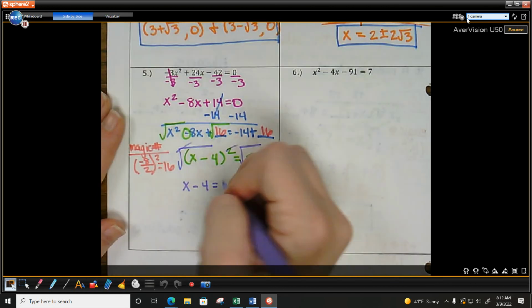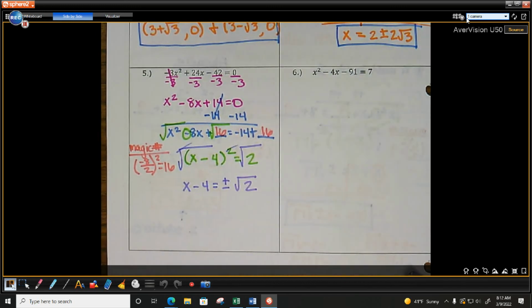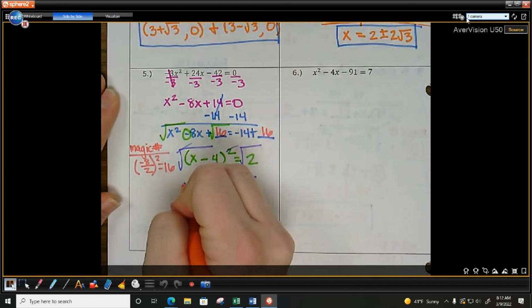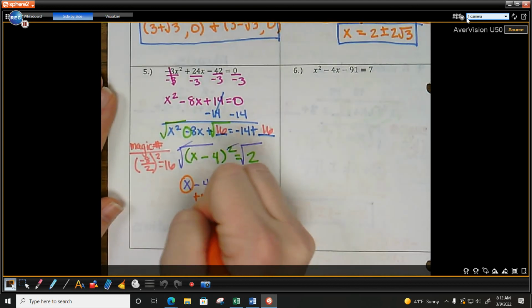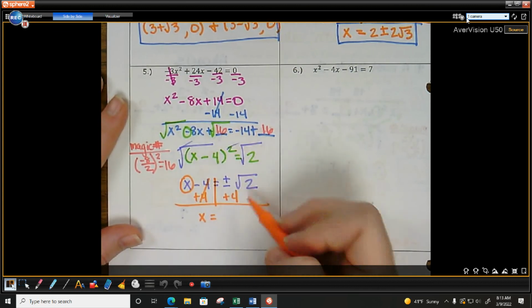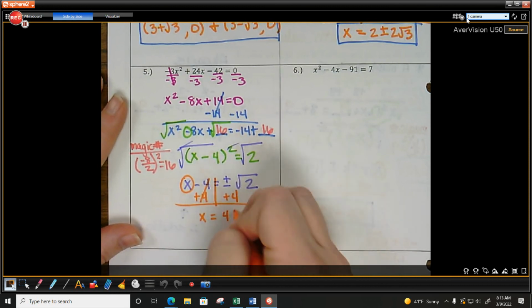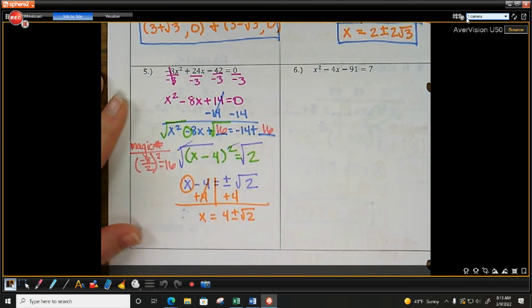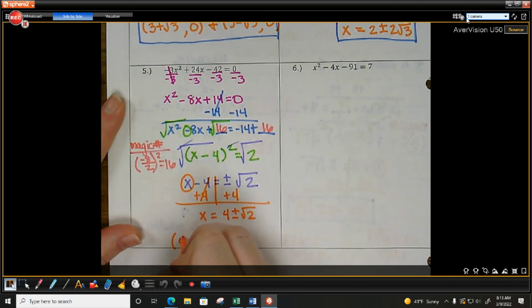Then I need x by itself, so what am I going to do? Add 4. When I add 4, can I actually add these together? No, they're not like terms, so it's just 4 plus minus root 2. If I were to write this as an ordered pair, I'm going to do 4 plus minus root 2, comma, 0. Again, how many solutions are here, guys? 2. 4 plus root 2, 4 minus root 2.